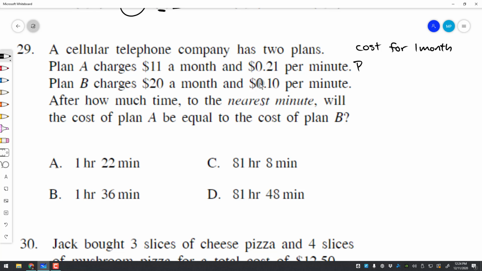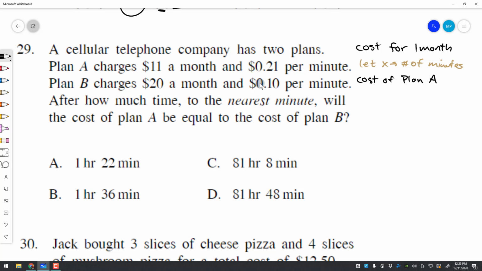And let's do Plan A in a second here. Let's define the one thing that will change. So it sounds like this $11 and $20 is a flat fee I have to pay, and then 21 cents per minute. So let's let x represent the number of minutes that we're talking on the phone per month. And so let's come up with some equations for the cost of Plan A.